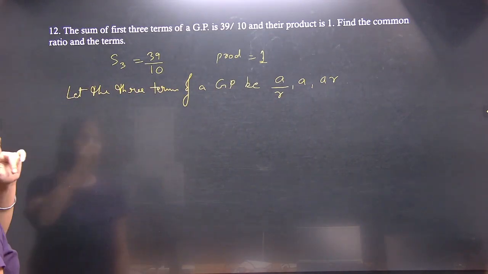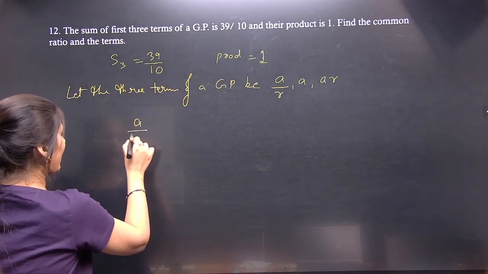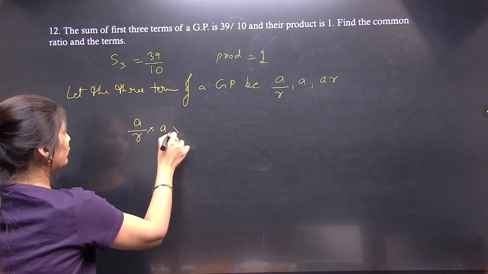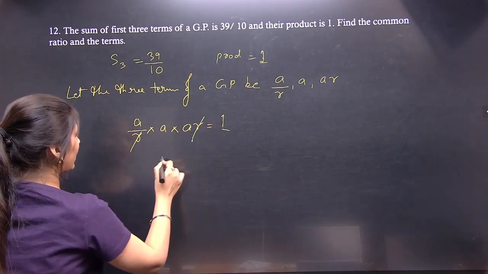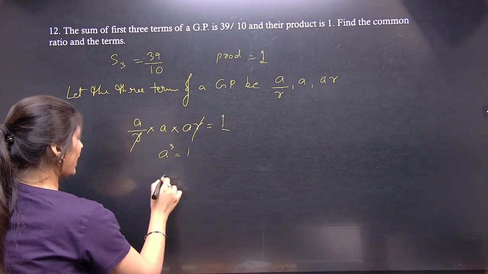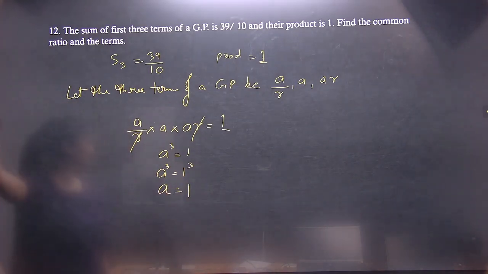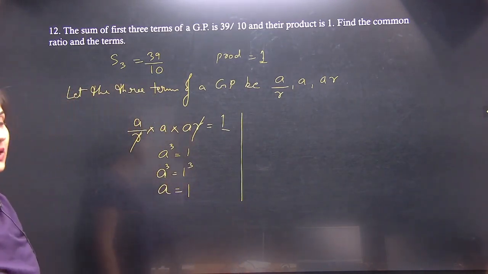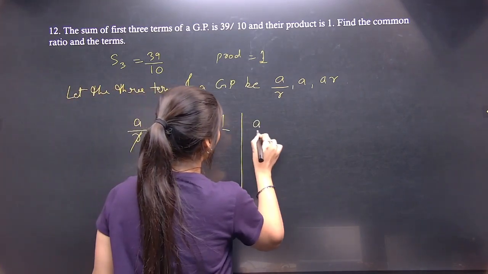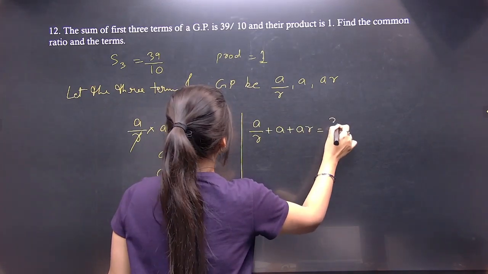Now see, the question says the product of these 3 terms is 1. So A by R into A into AR is equal to 1. So A cube is 1, or I can say A cube is equal to 1 cube. A is equal to 1. Now we have the value of the first term. And it says the sum of these 3 terms, A by R plus A plus AR, is 39 by 10.